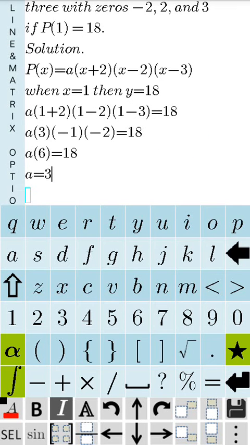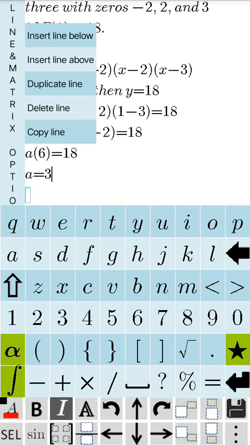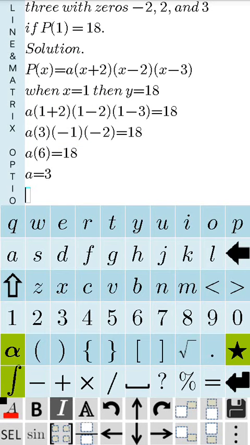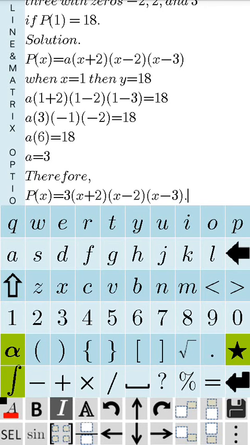Okay. So therefore, the polynomial that we're looking for is p of x is equal to 3 times the quantity x plus 2, times x minus 2, times x minus 3.